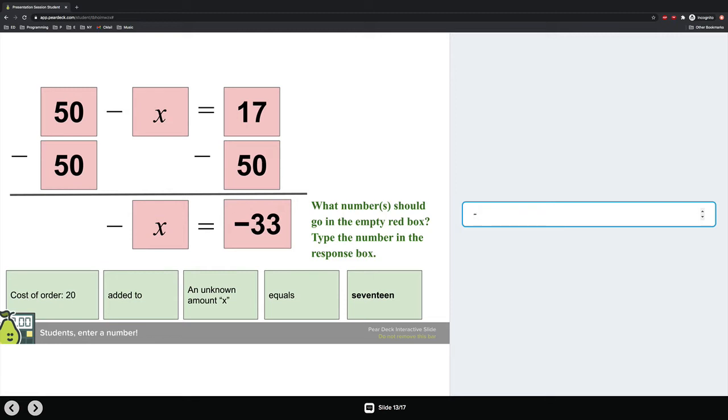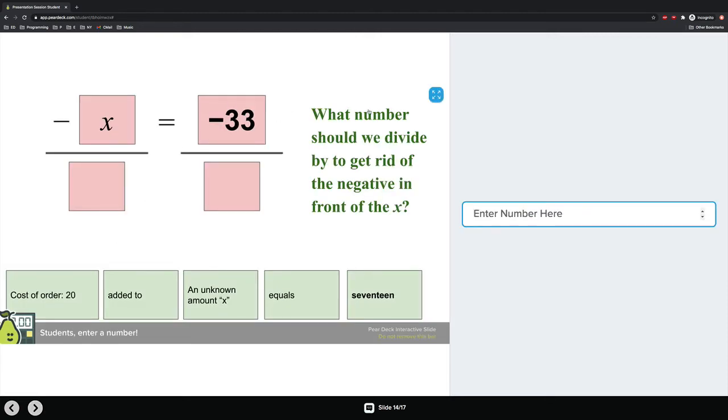Again, I accidentally wrote this question twice, so I'm just going to go through it again. And then what should we divide by to get rid of the negative x? So we have negative x equals negative 33. What number should we divide by to get rid of it? And of course, it's negative 1. And again, if they put just 1, you can explain the misunderstanding to them.